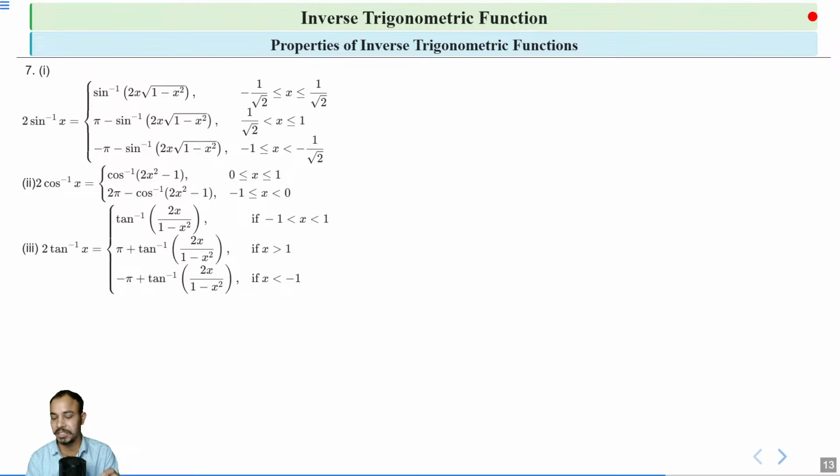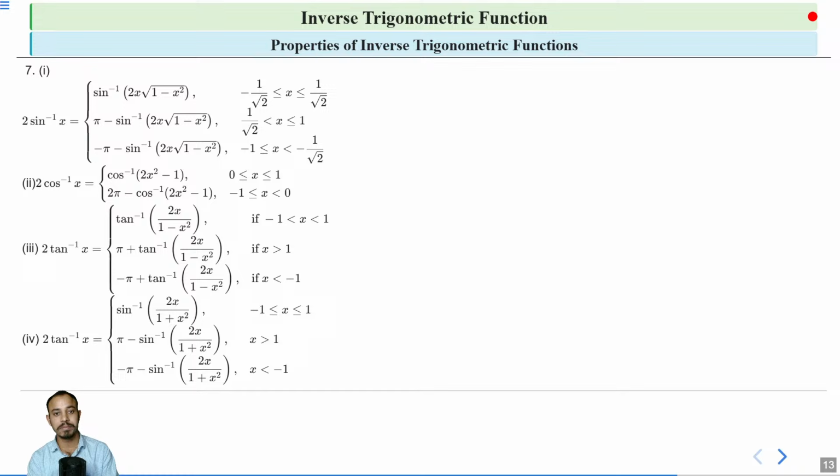Then 2 tan inverse x is equal to tan inverse of 2x upon 1 minus x square if minus 1 is less than x less than 1. Okay, and 2 tan inverse x is equal to pi plus tan inverse of 2x upon 1 minus x square if x is greater than 1. If x is less than minus 1, then 2 tan inverse x is equal to minus pi plus tan inverse of 2x upon 1 minus x square. Okay, so you can prove all the properties. So in your home do it. Try to prove every property, how we obtain these properties.